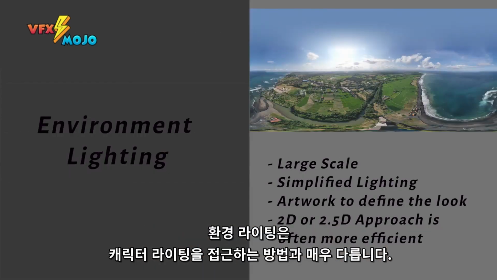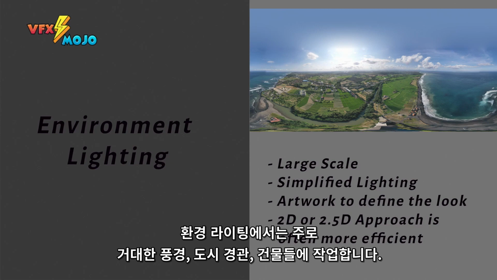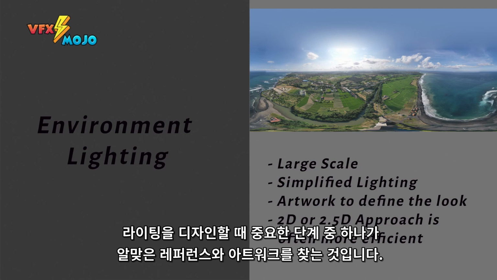Approaching environment lighting can be very different to character lighting. The most obvious difference is the scale. With environments, you usually deal with huge landscapes, cityscapes, or buildings. With environments, you often don't have much set photography to reference to. An important step when designing the lighting is finding appropriate references and artwork.